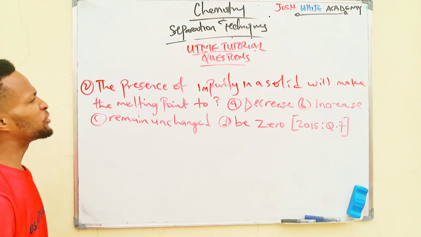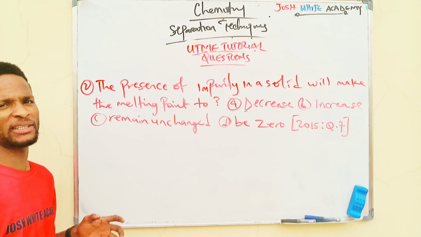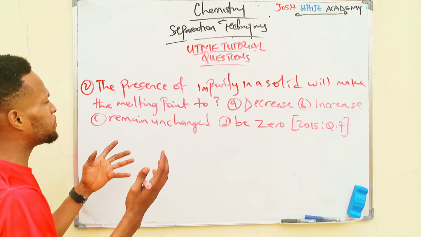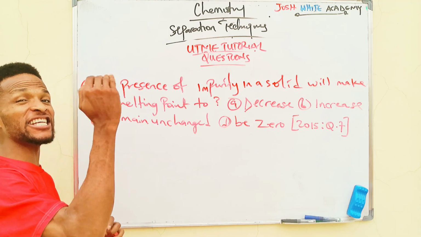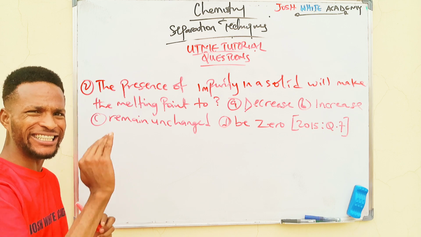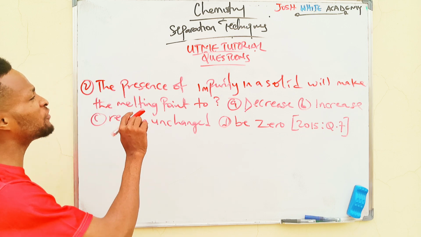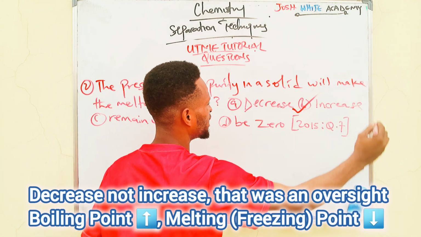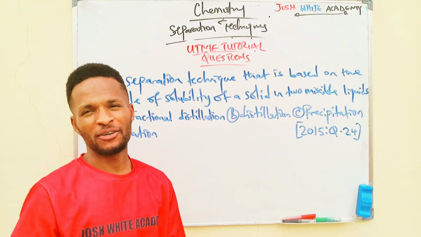The presence of impurity in a solid will make the melting point to, remember in our test for purity we said impurities and pressure increase boiling point and decrease melting or freezing point. So the presence of impurity in a solid will make the melting point to what? To increase. The next question.